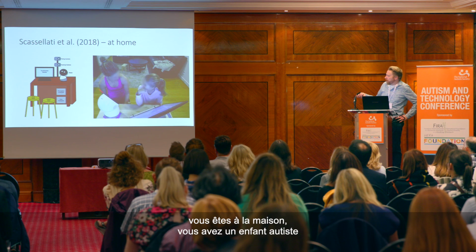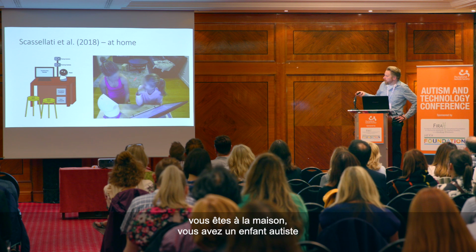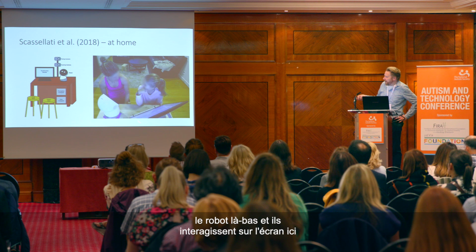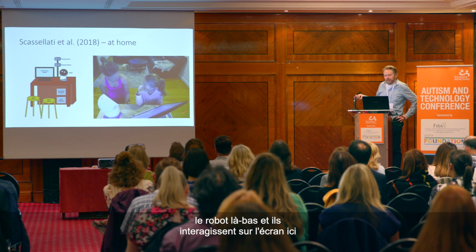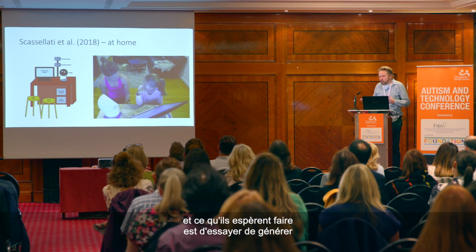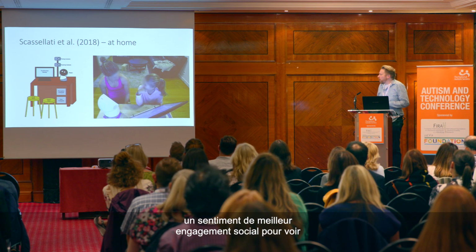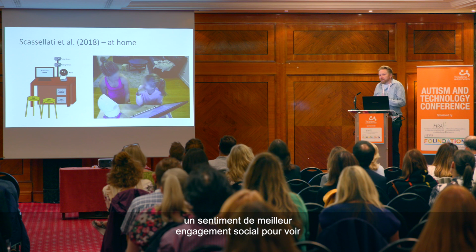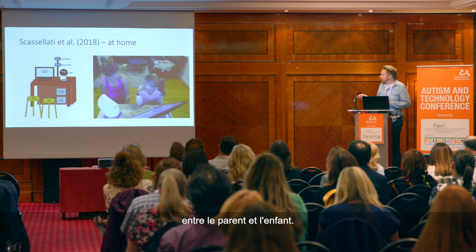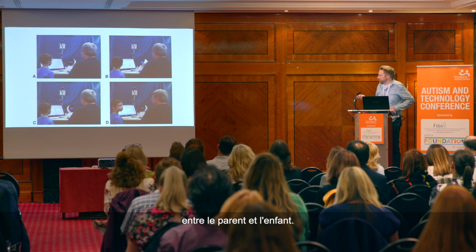So the setup is you're at home, you have your autistic child, and the parent is interacting with the autistic child, and there's the robot there, and they're interacting over the screen here. And what they're hoping to do is try and generate a sense of greater social engagement, have the robot facilitating interactions between the parent and the child.